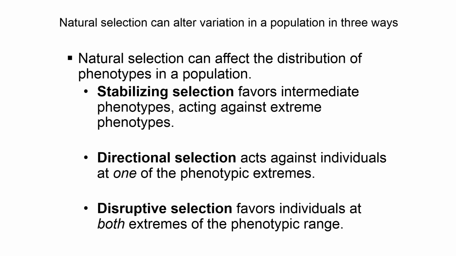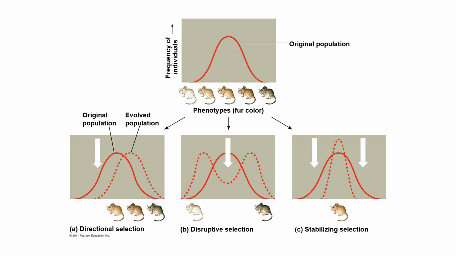And then in terms of disruptive selection, individuals with an intermediate phenotype are selected against, while those at the extremes are favored. So we'll talk about the different patterns you'll see as a result of each of these selection processes, and we'll talk about examples of each. To summarize: directional, disruptive, and stabilizing.